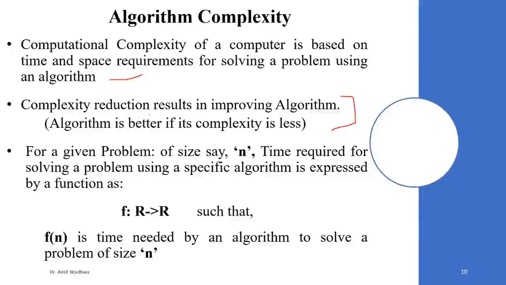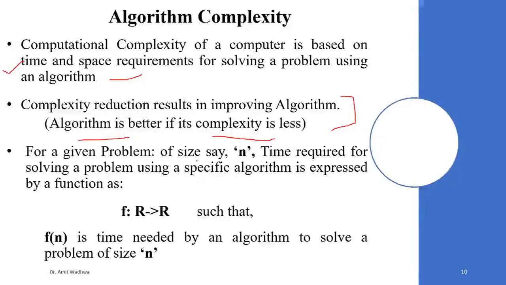important factor. And when we reduce the complexity of an algorithm, we can say that that algorithm is a better algorithm as compared to the one which has more complexity. So if the complexity is less, the algorithm is better. When we talk about complexity, we always talk about the time and space requirements.